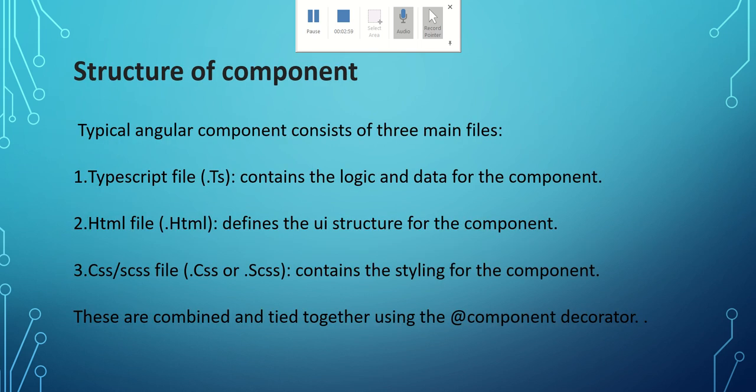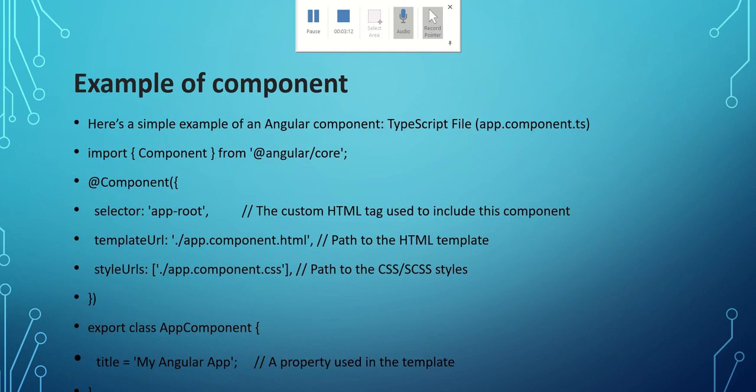So structure of the component. Typically Angular component consists of three main files: TypeScript file, HTML file, CSS file. So these three files are combined all together using the component decorator. So below is the example of component. So in the first second line, we are reading the component from the core library, and we are declaring the component and grouping all these selector, template URL, and style URL.